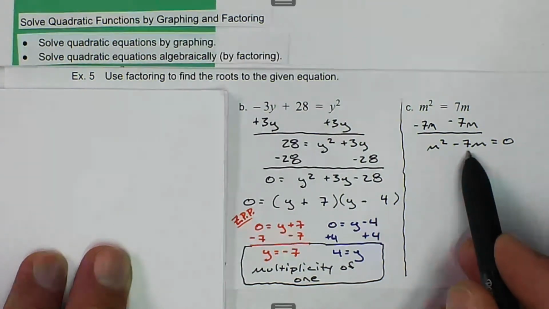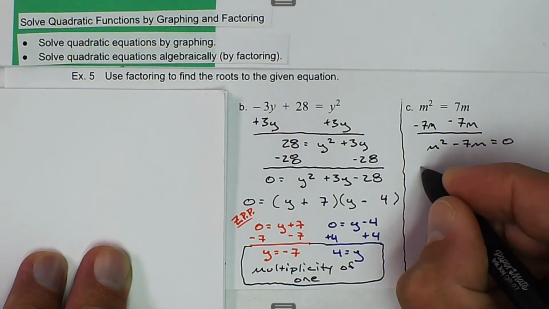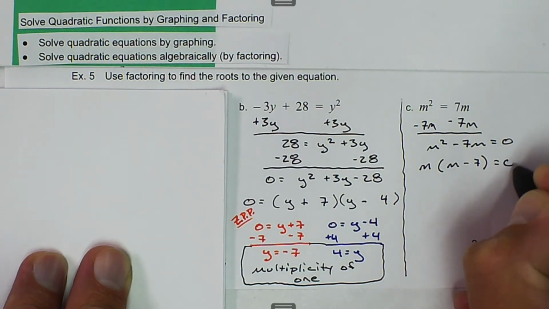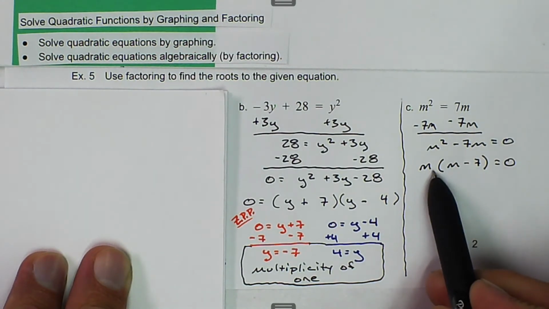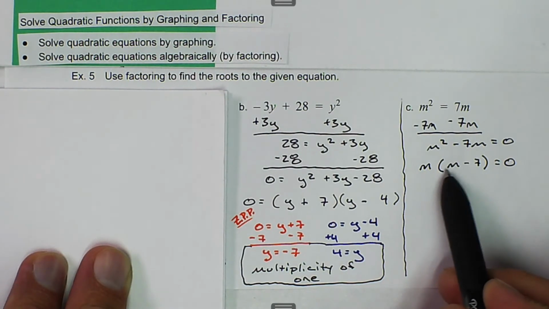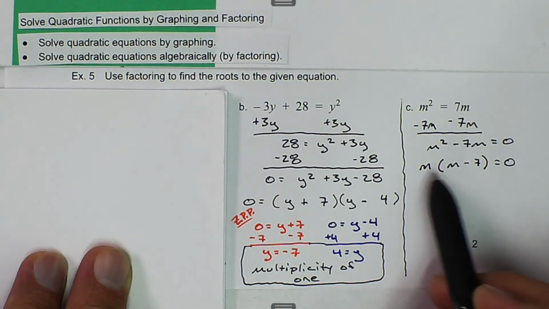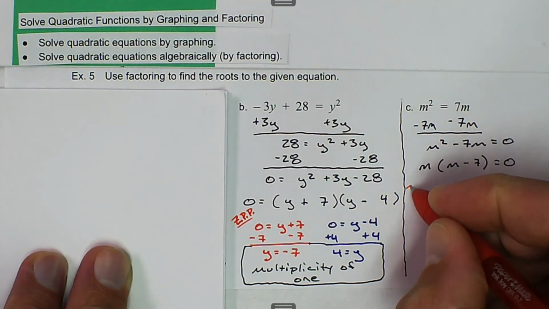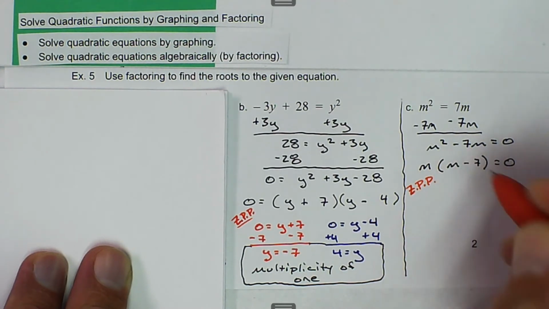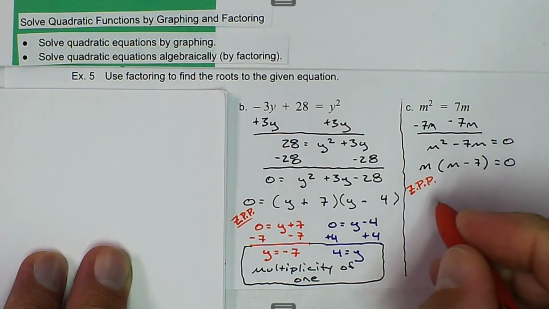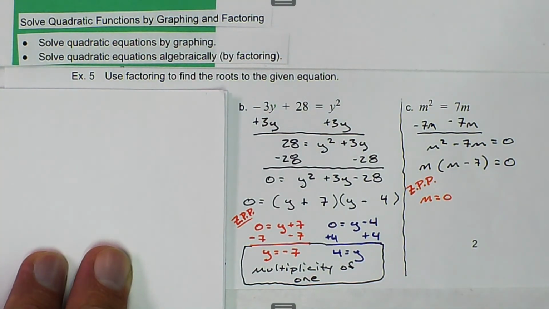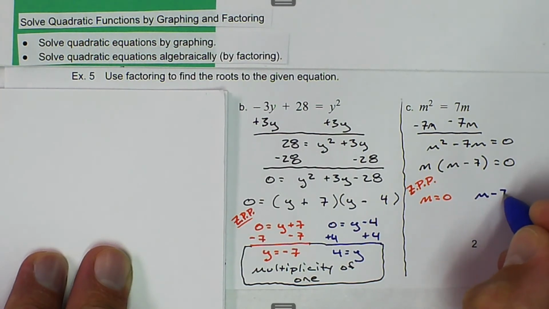And at this point, we have two terms, and both terms have m in it, so we can factor one m out. So we get m times m minus 7 equals 0. So we still have a product because m times the binomial m minus 7. So we can still use the zero product property. And what we want to do is set each of these equal to 0. So we can say m is equal to 0, and we can say m minus 7 is equal to 0.